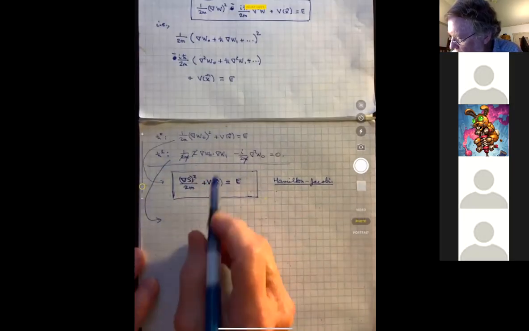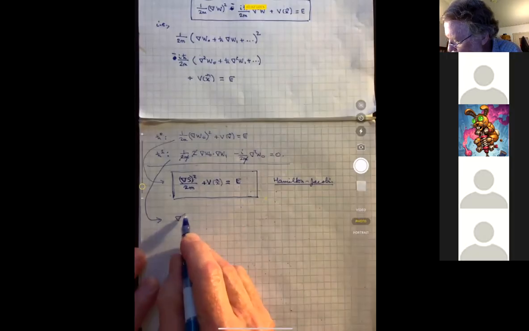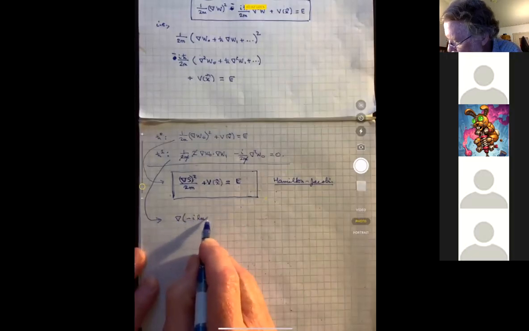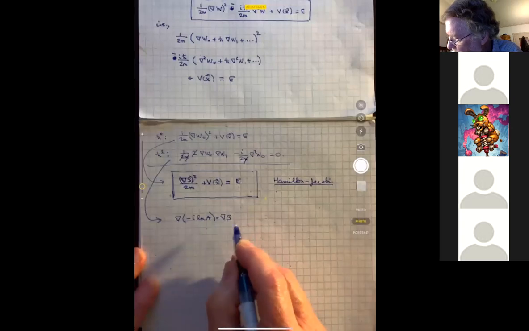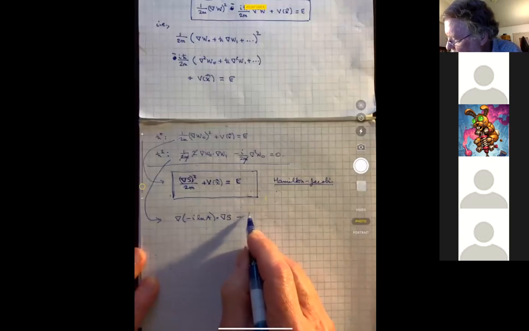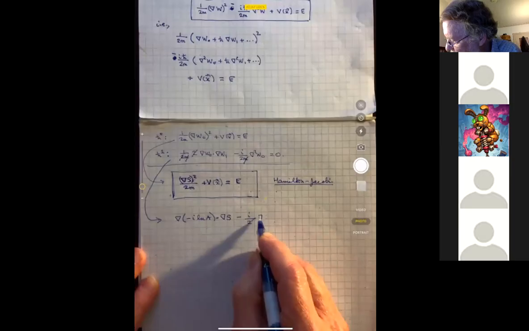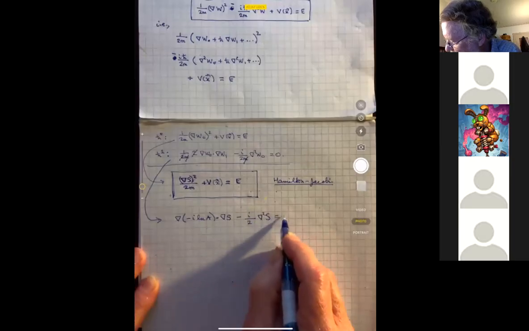So I'll do the grad W1 first. The grad of W1 is the same thing as grad of minus i log A, dotted into the grad of W0, which is the same thing as S. And then the second term is minus i/2 times del squared S, and that's equal to 0.